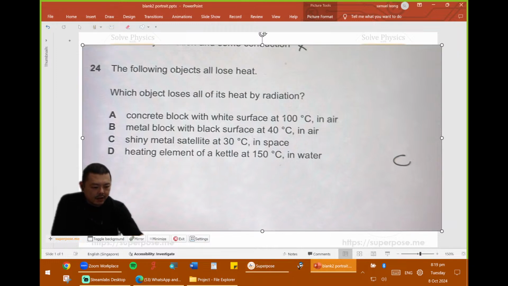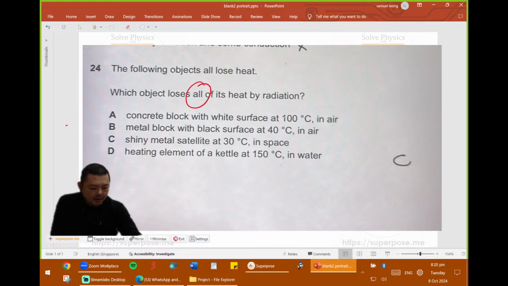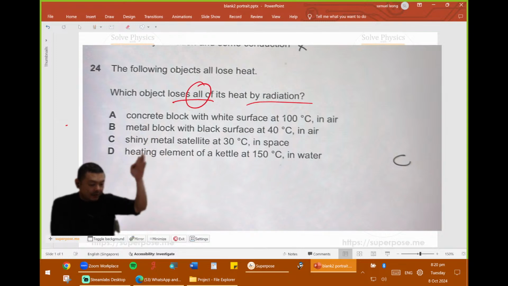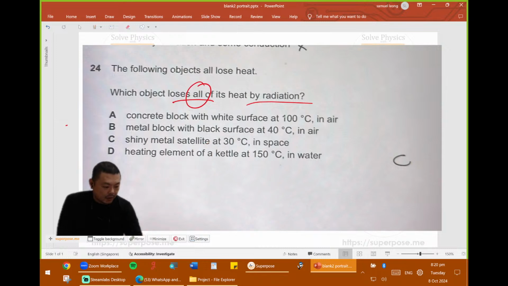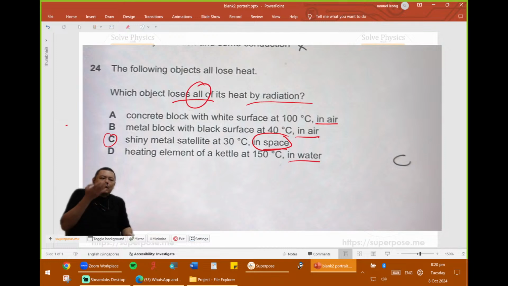Okay, so the keyword is, all by radiation, right? So now the question is, when I was looking at this, trying to find out the answer, I didn't even bother looking at all these numbers or anything like that. I just went to look at this: in air, in space, in water. In space, C. What are the three types of thermal transfer you have?